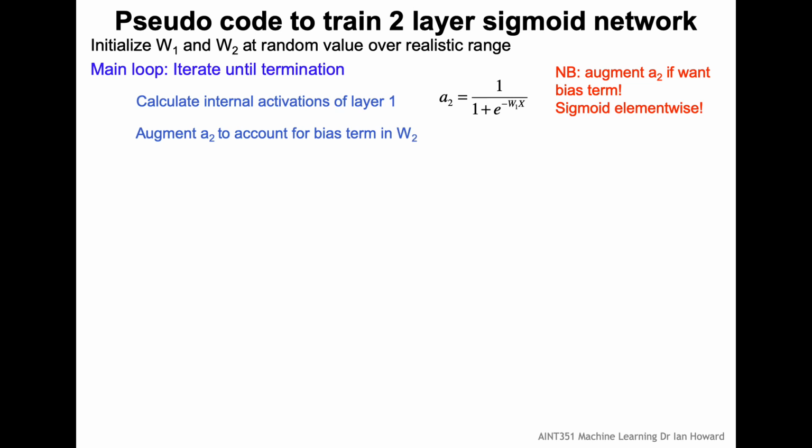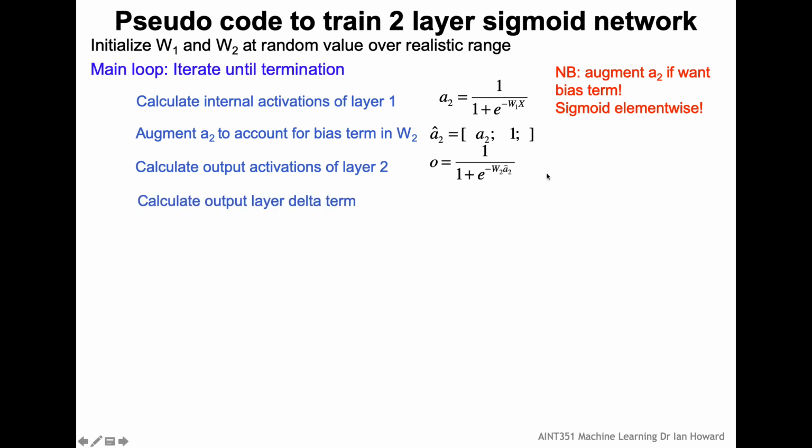So we're going to augment A2 to account for a bias term, so we give it a bias term, right? So we're going to A2 hat, we give it a bias term. Then we're going to calculate the output activations of layer 2. So this is really still the forward pass, right? And this gives us the overall output of the network.